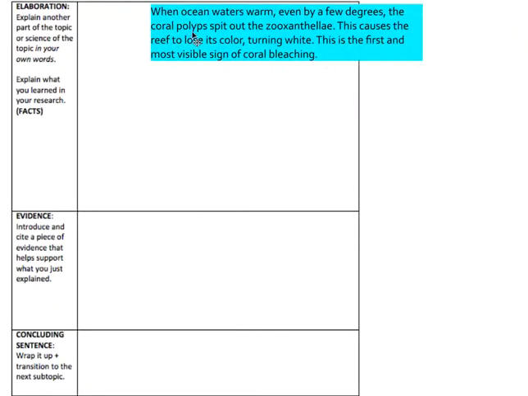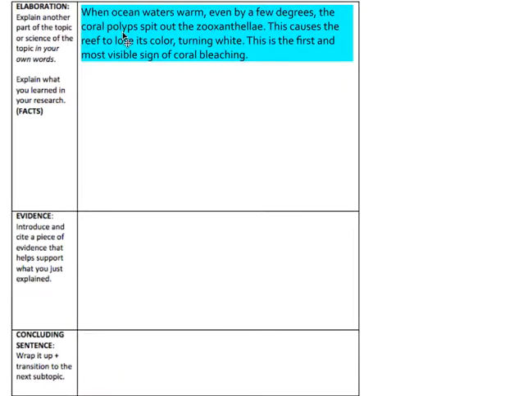So here's my elaboration. I'm going to explain another part of the topic or the science of the topic in my own words. I'm going to explain what I learned in my research. When ocean water is warm, even by a few degrees, the coral polyps spit out the zooxanthellae. This causes the reef to lose its color, turning white. This is the first and most visible sign of coral bleaching. Again, I'm really taking my time in explaining all of the parts of the science of coral bleaching.